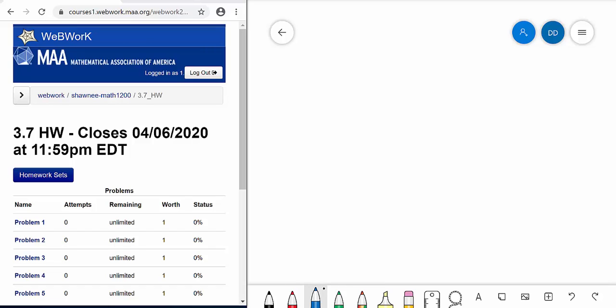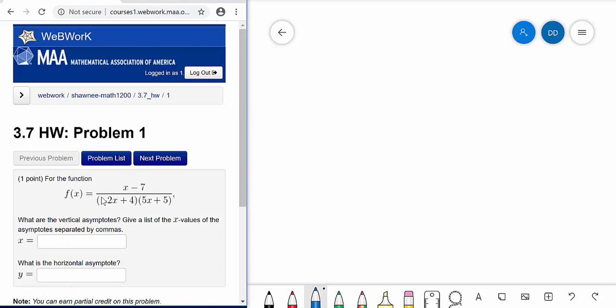In this video, I'll be working through the 3.7 homework exercises on WebWork. In section 3.7, we're studying rational functions, which is a polynomial divided by a polynomial. So in problem number 1, we're given a rational function and asked to find the vertical asymptotes, and then also we have to find the horizontal asymptote.